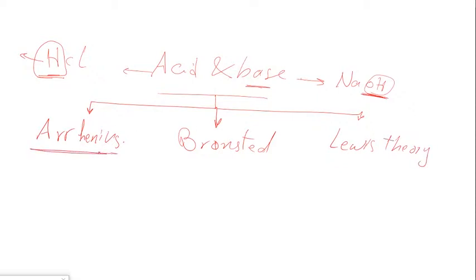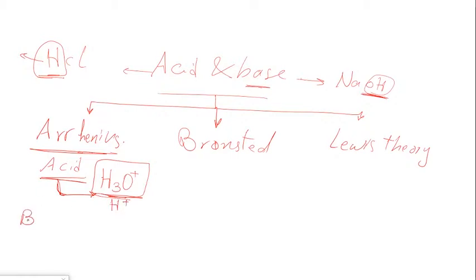First, Arrhenius. In Arrhenius' definition for acid, the theory says that the acid is the substance that has the ability to produce hydronium ion, or what we call H3O plus. Or the acid is a substance that has the ability to produce protons in general.